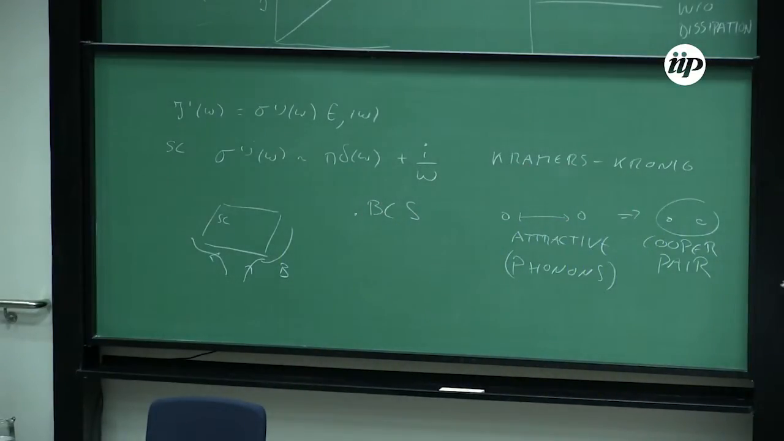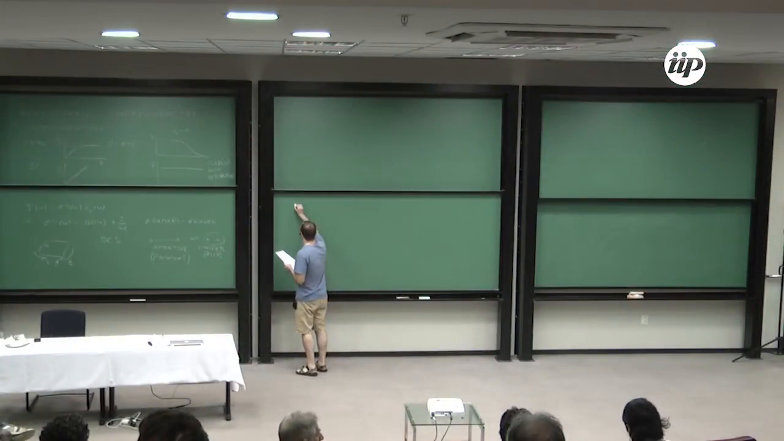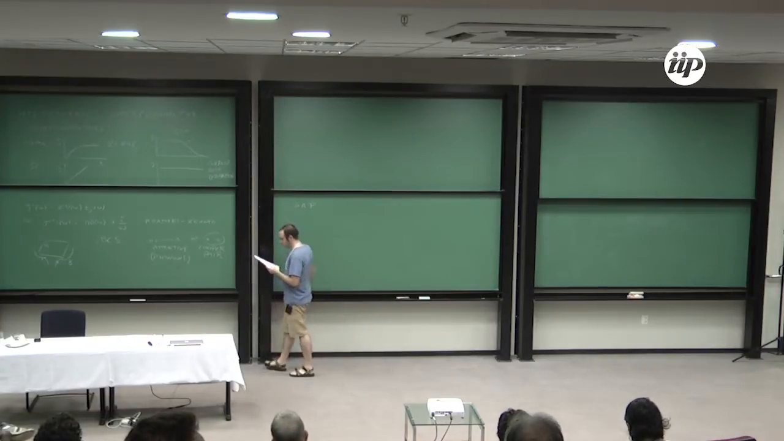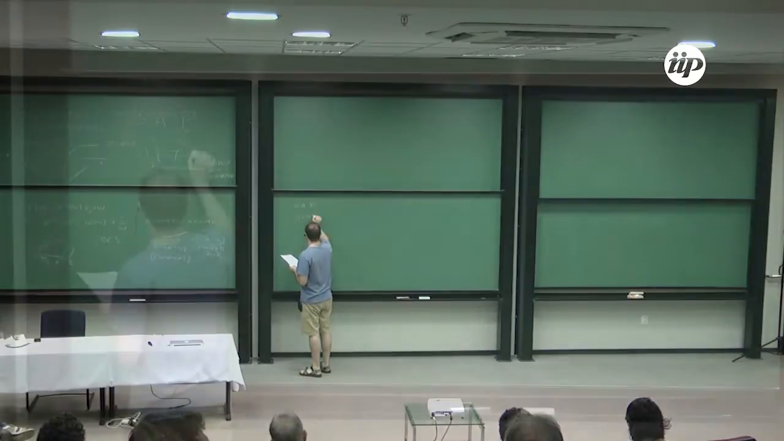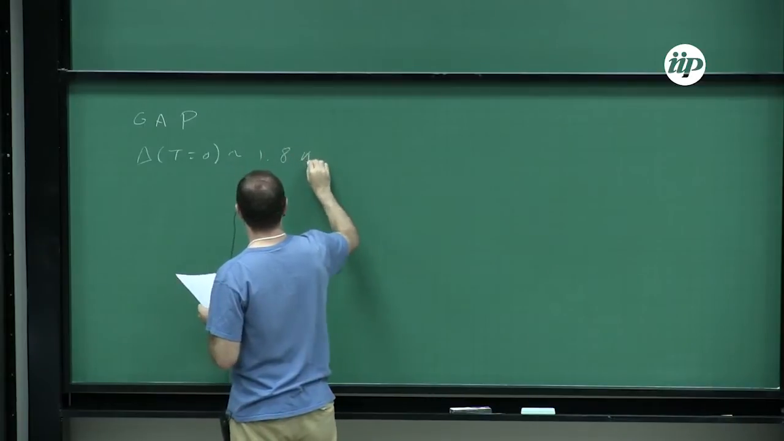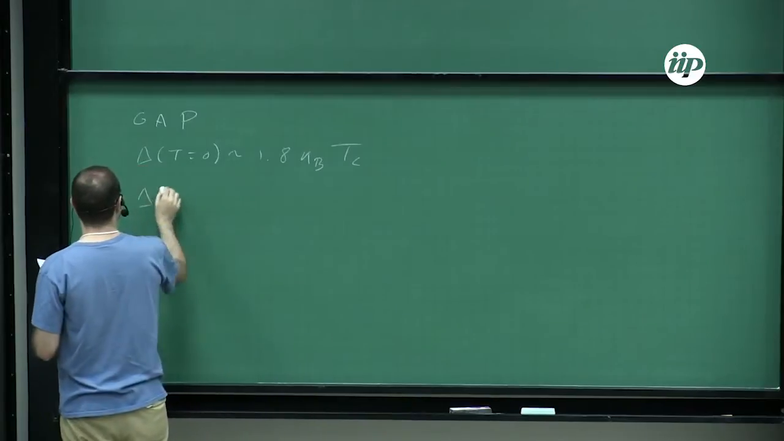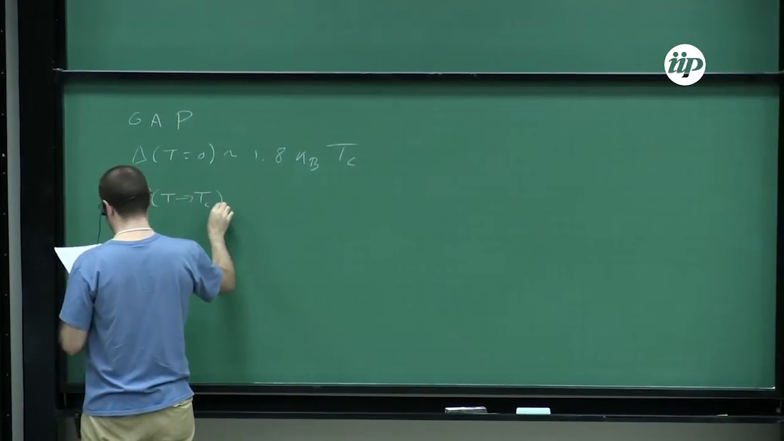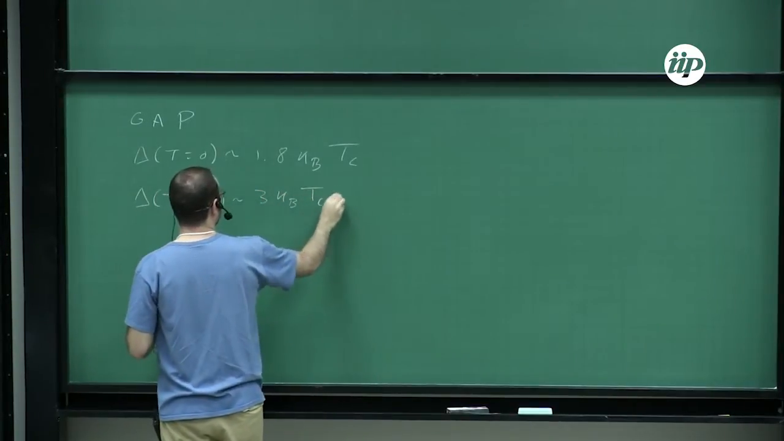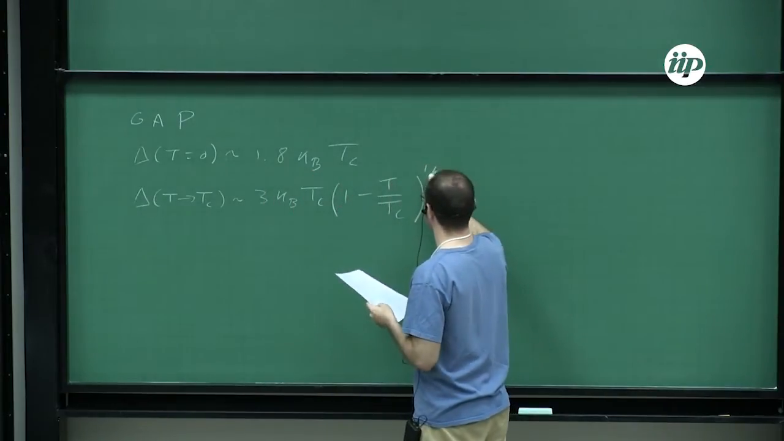BCS makes very precise predictions about this state. For instance, there is a gap for excitations, which correspond to breaking these Cooper pairs. This gap at 0 temperature is fixed to be something of the order 1.8 Boltzmann constant times the critical temperature. And as the temperature reaches the critical temperature, this goes like 3 times. The gap goes to 0 with a concrete power.